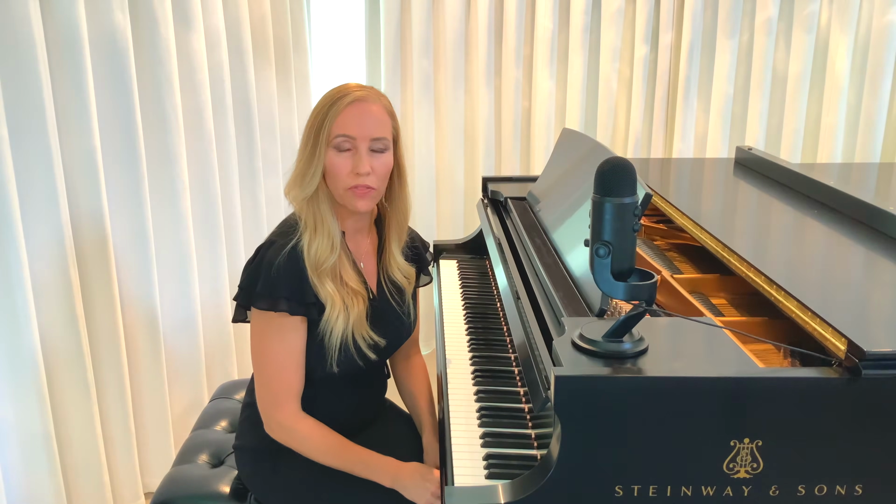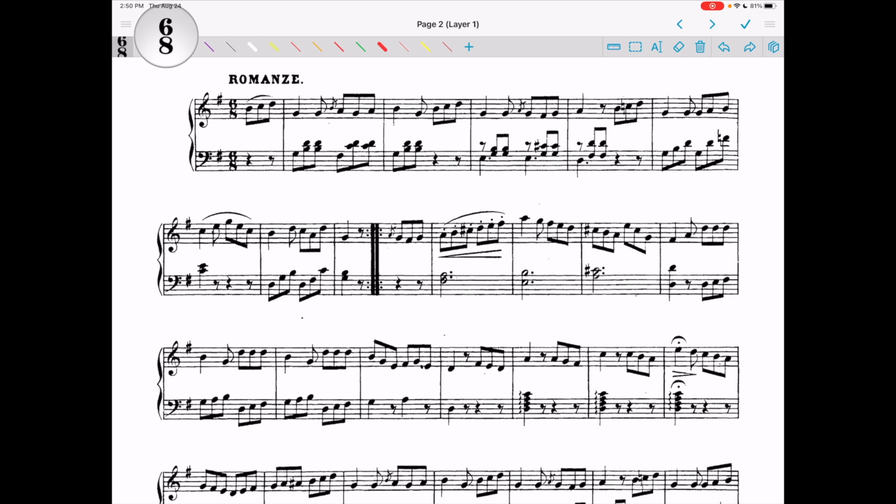Now let's talk about the 6/8 time signature. A lot of people are really confused about what the time signature means if there's an 8 on the bottom. So in this piece, the top number tells us that there are 6 beats per measure, and the bottom number, remember, tells us what kind of note gets one count. So the 8 stands for an eighth note. So that means that the eighth note is getting one count in this piece.